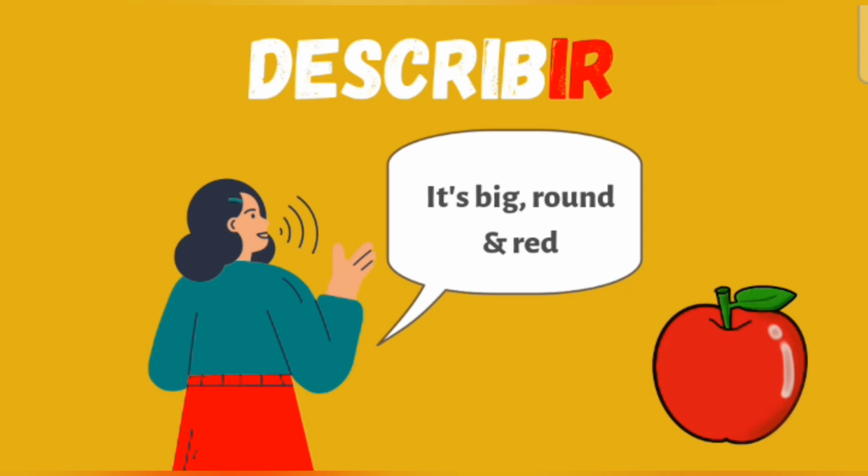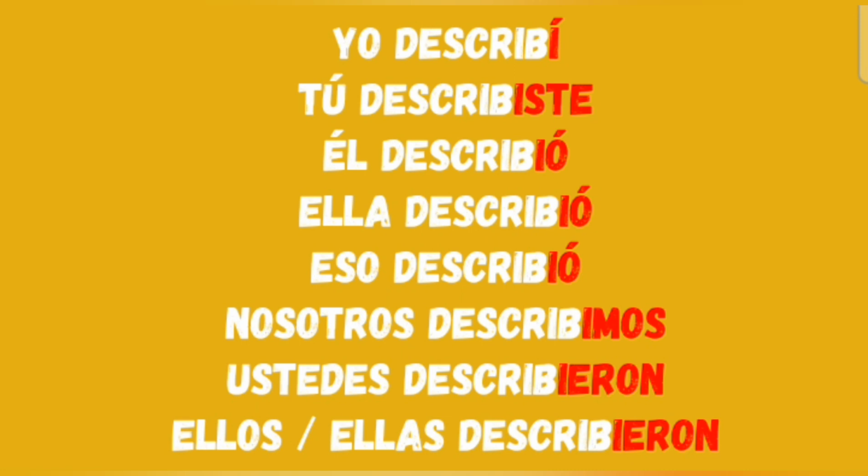So we have this verb to describe. To describe means describir. Now let's see how you have to conjugate this in the indefinite past. So if you want to say, I described, in Spanish you have to say, yo describí. As you can see, you have the same root word in all the personal pronouns. That's why it's a regular verb. Yo describí, and the ending is with letter I with an accent, according to the personal pronoun yo.